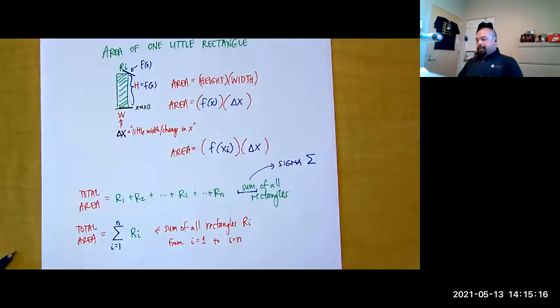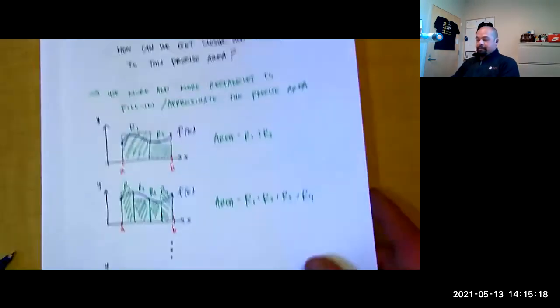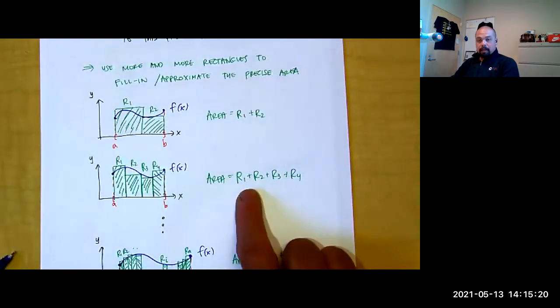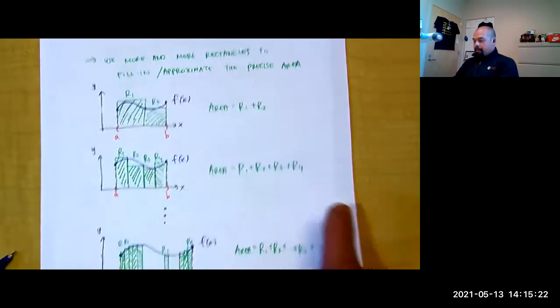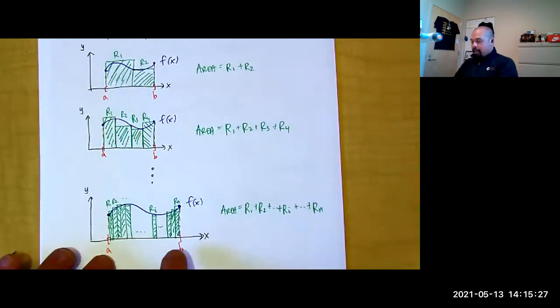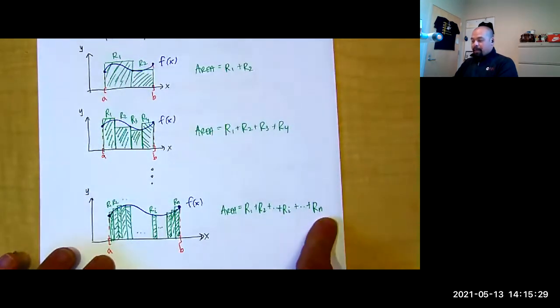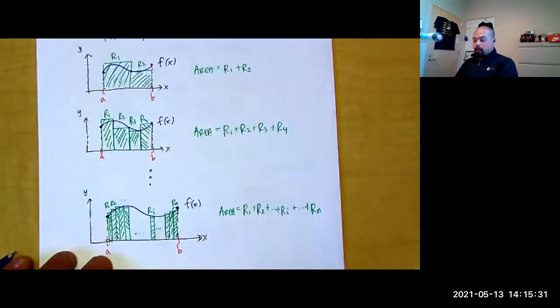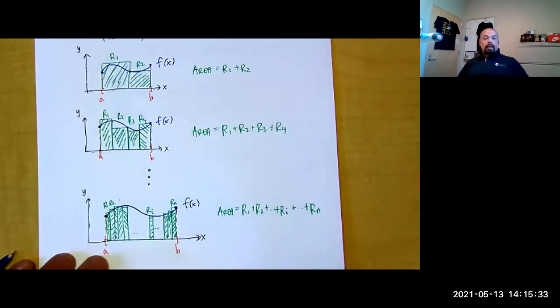So when we had problems before, we might be adding from 1 to 4, 1 to 16, 1 to 100, whatever n we may choose, how many rectangles we want to split that space into. Okay?